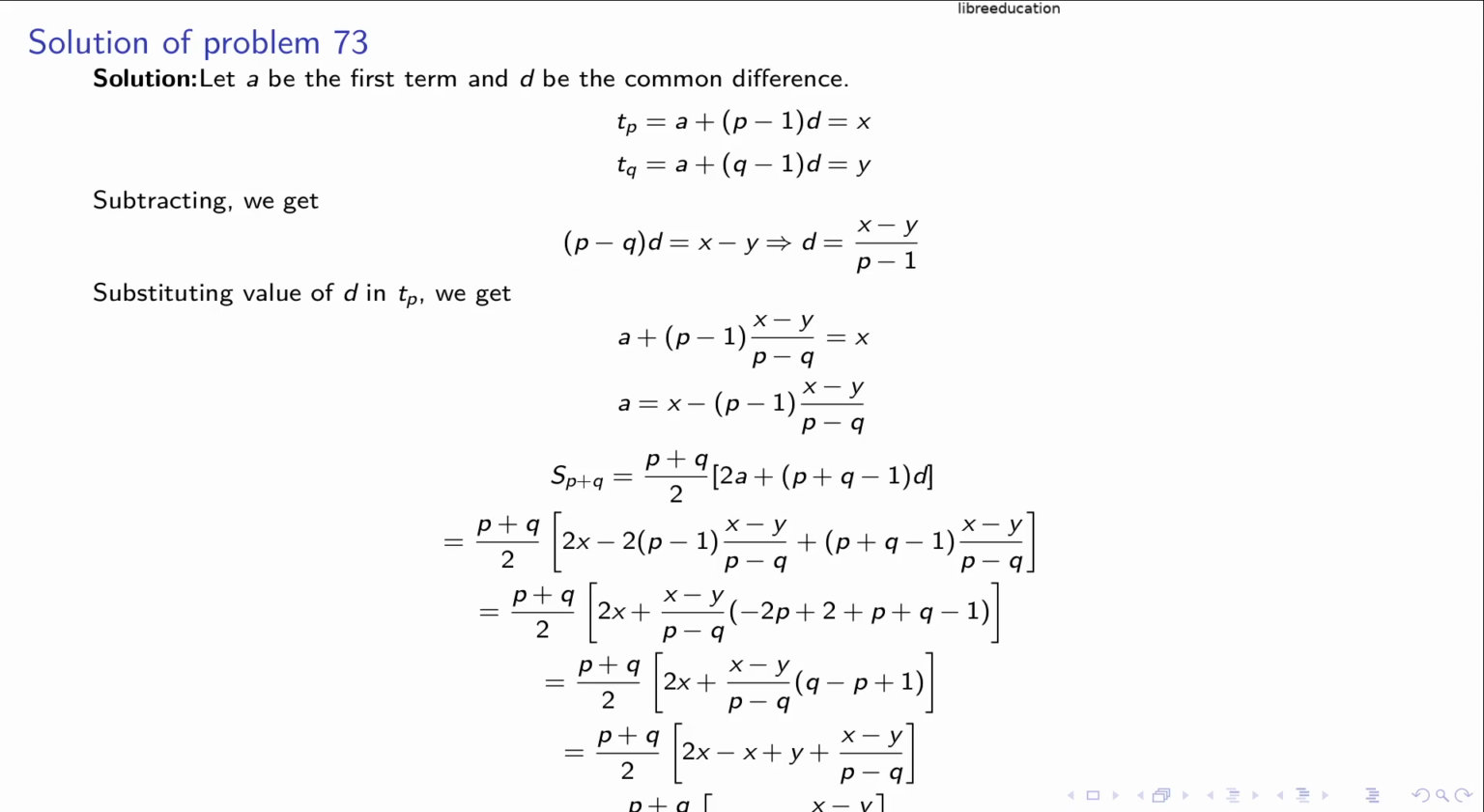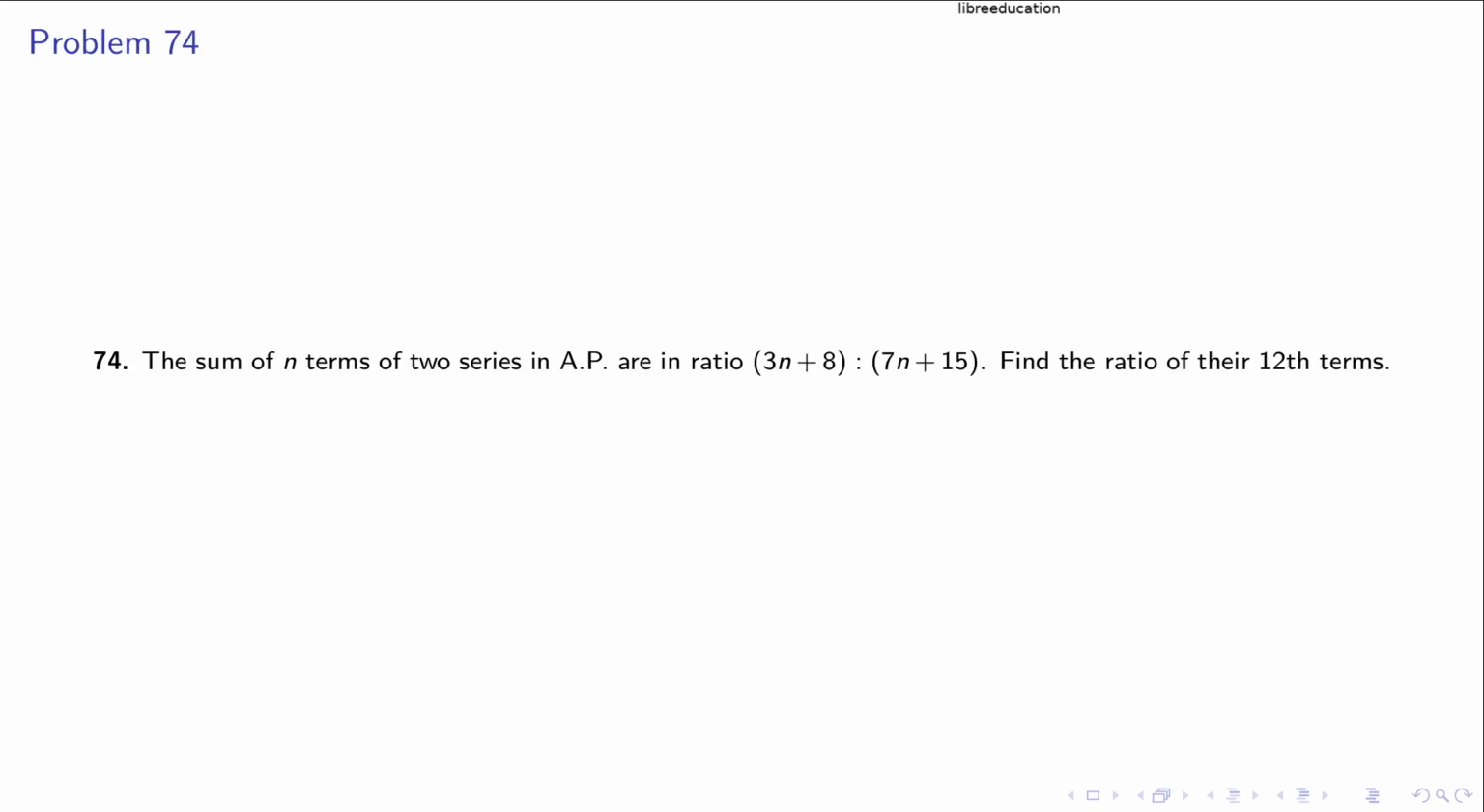Now we substitute this value of d into Tp, we get a is equal to x minus p minus 1 by x minus y by p minus q. And we substitute the value of this a and d into S(p plus q). And we simplify to eventually arrive at the result. The result is not shown, but from what you can see at the visible last line, 2x minus x will become x, and then it will be x plus y plus x minus y by p minus q, which is what we need.